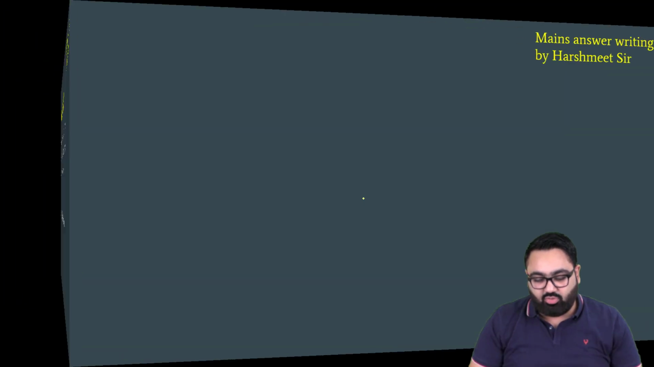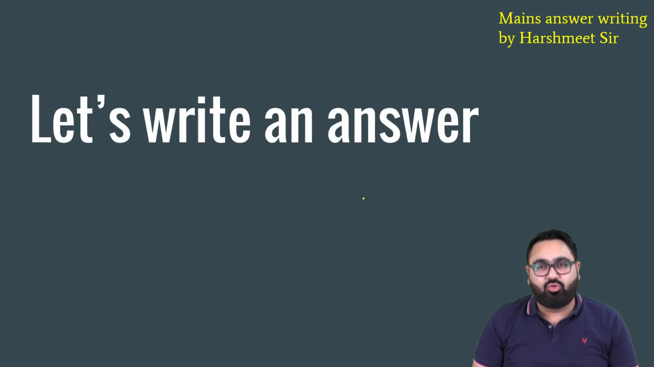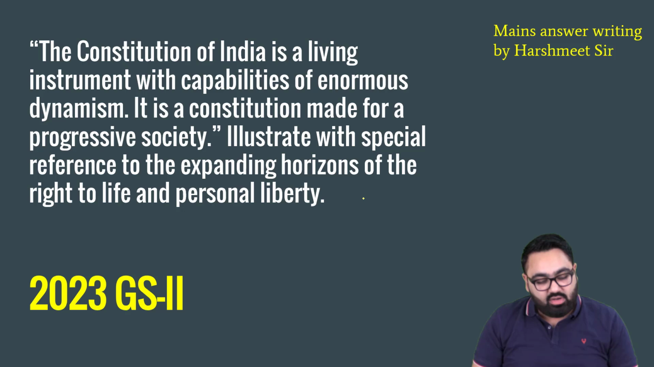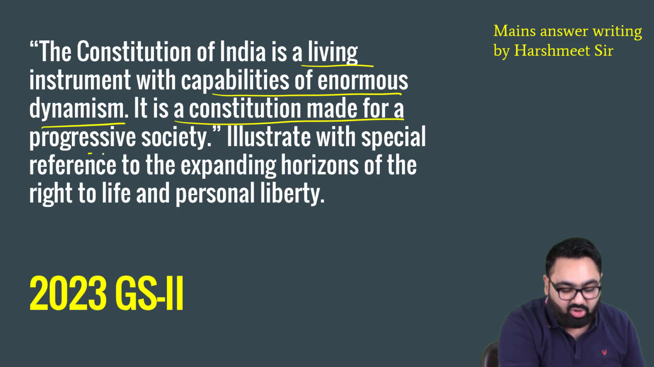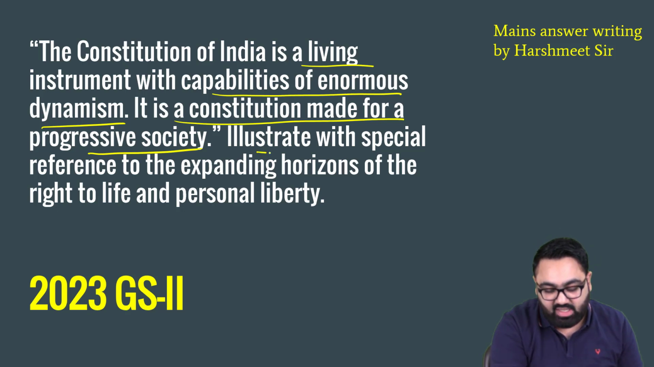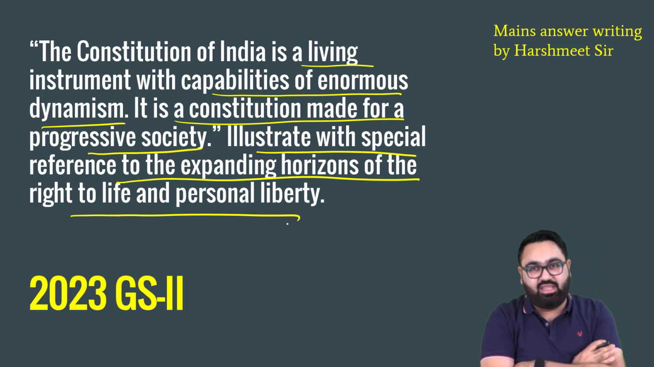Let's see what is the question that we have taken up today. Today we have taken up a question from 2023 GS2 from Indian Polity, specifically from the part of Constitution. The question is: the Constitution of India is a living instrument with capabilities of enormous dynamism. It is a constitution made for a progressive society. Illustrate with special reference to the expanding horizons of right to life and personal liberty.